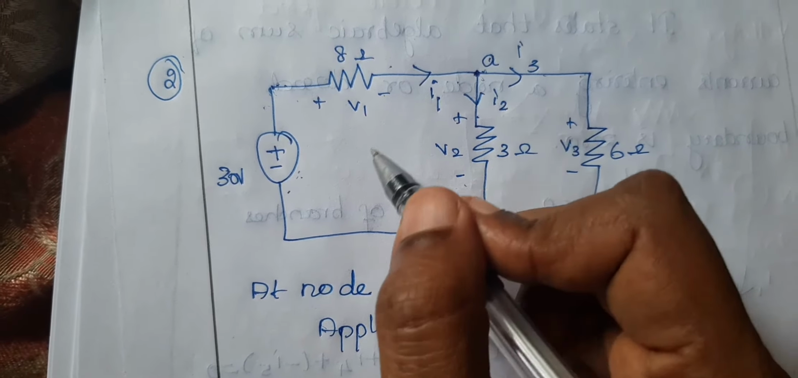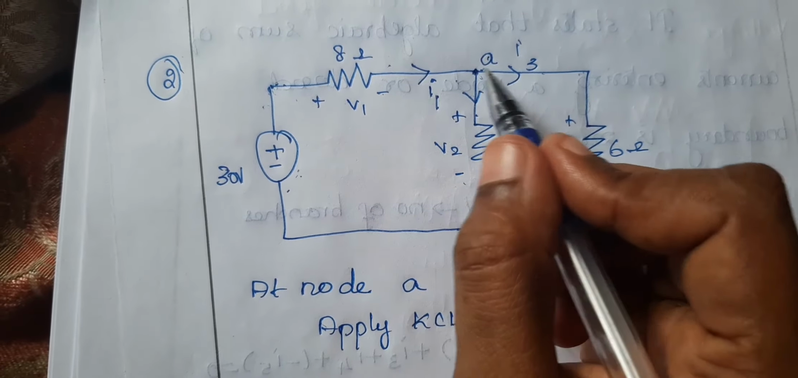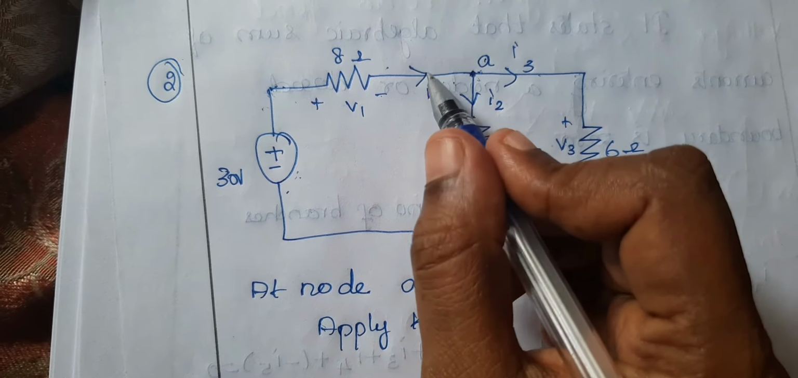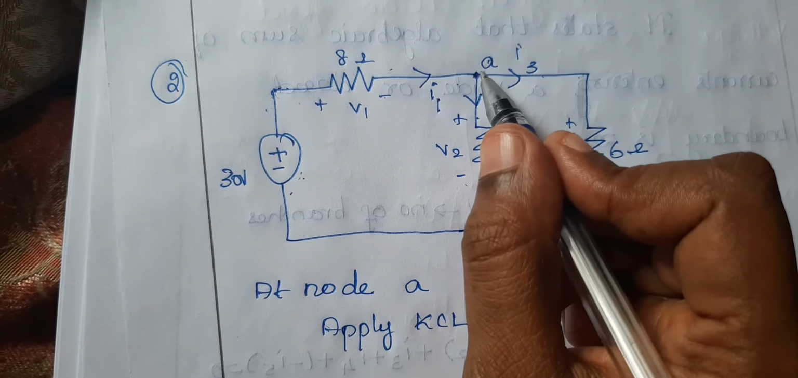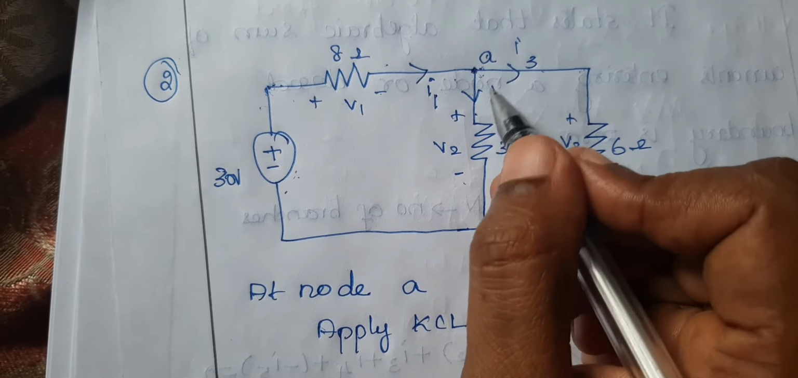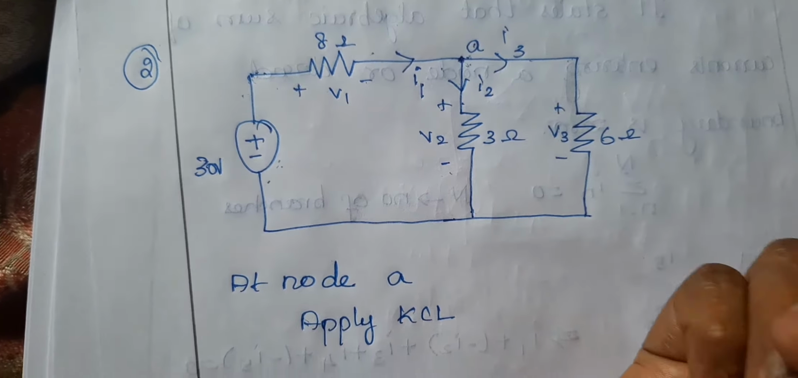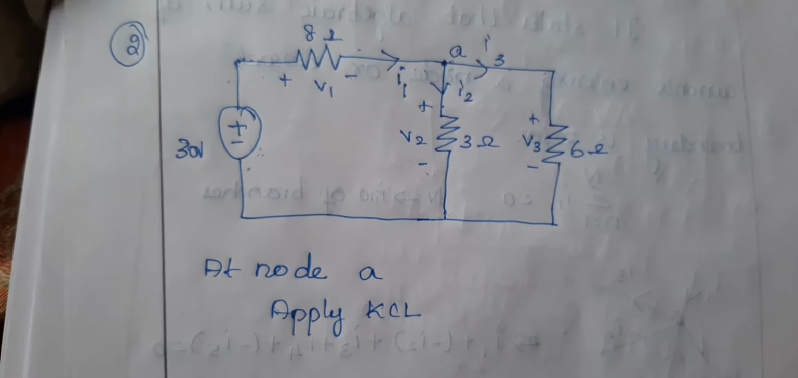So here the current, that is the voltage source, is moving from minus to plus, so we are noting it in this direction, and the other directions are outward from the node. So here I2 and I3. Okay, so here apply KCL.